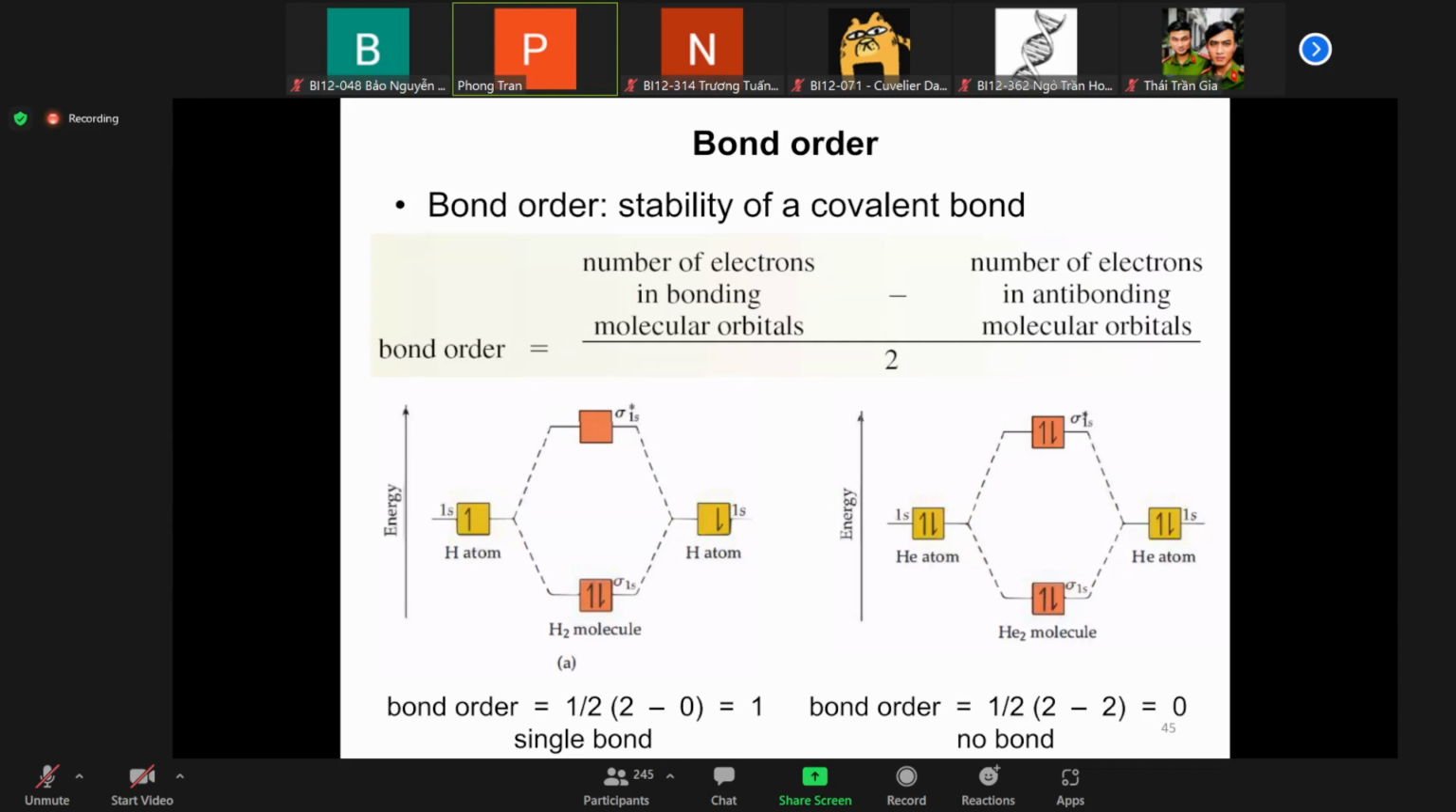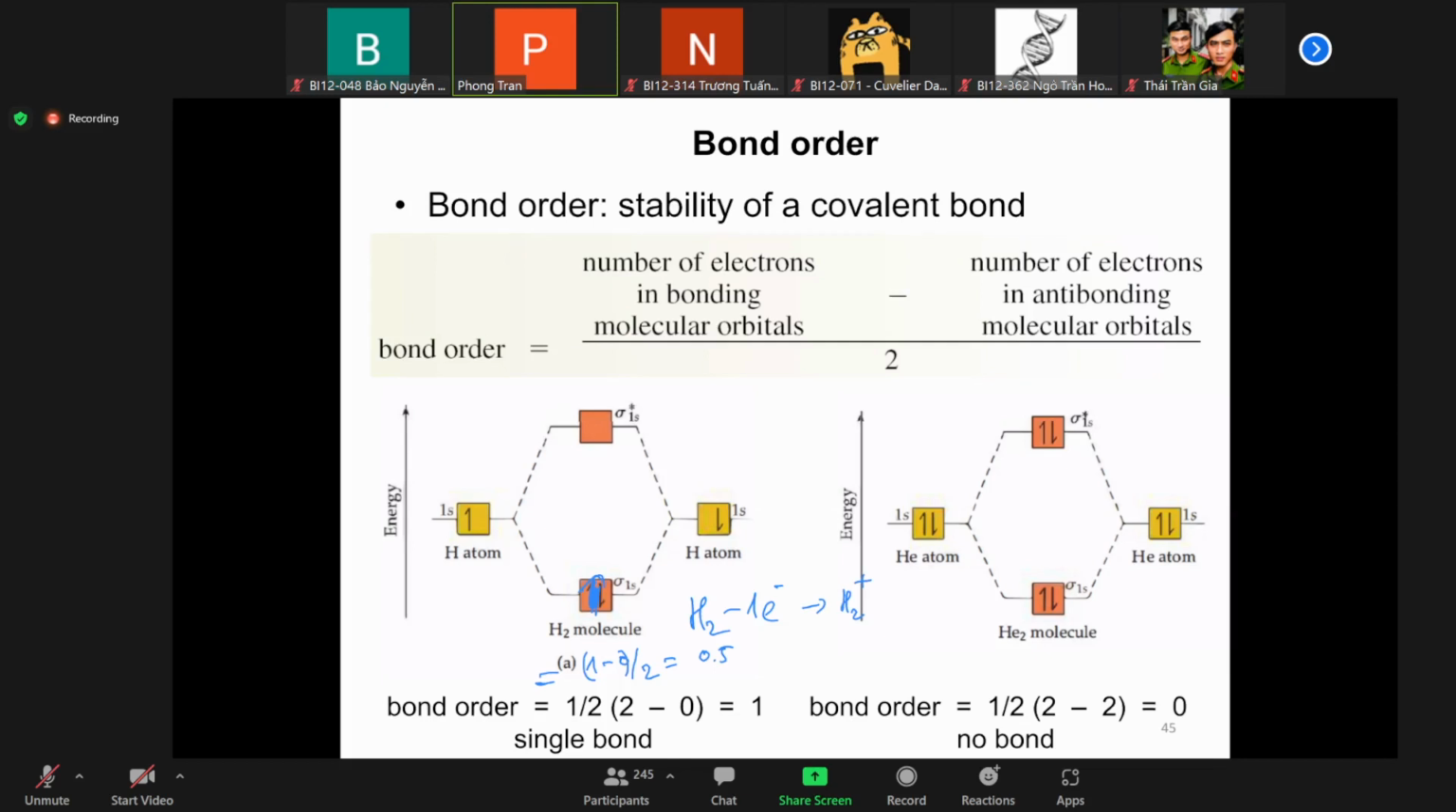Now imagine you have one molecule H2 minus 1 electron, so you have H2 plus. That means here you have only 1 electron. In that case, the bond order will be 1 minus 0 divided by 2, which is 0.5. So this is the famous 0.5 bond order that we discussed previously, when I asked you whether it is possible to have a bond order that is not an integer.